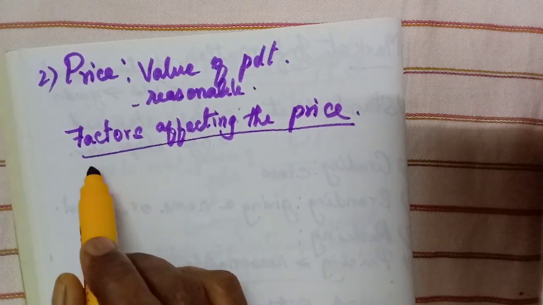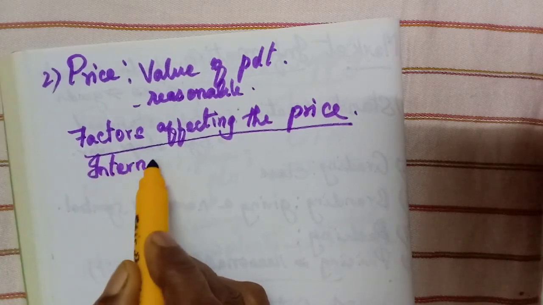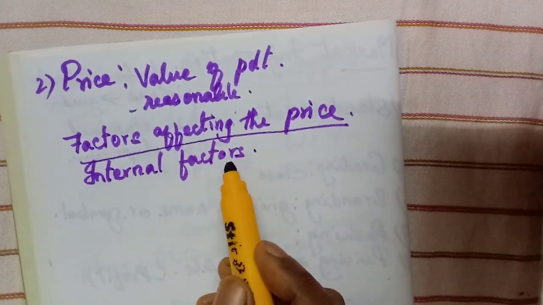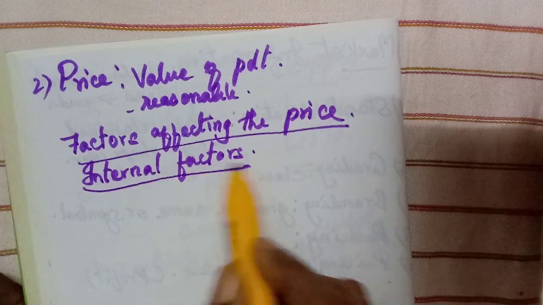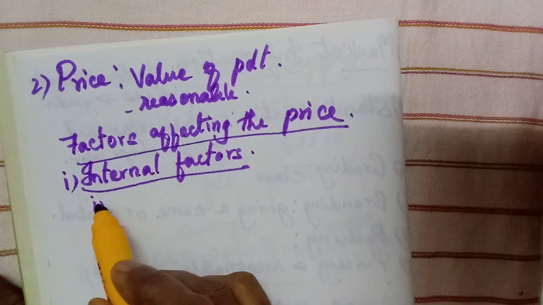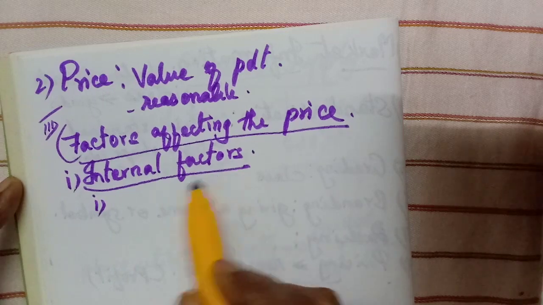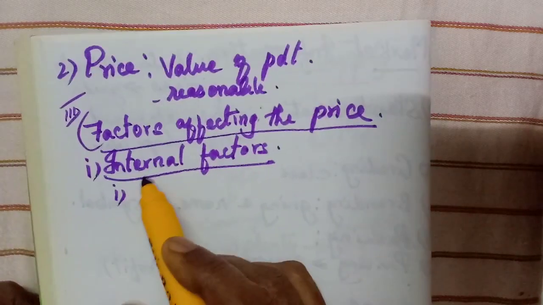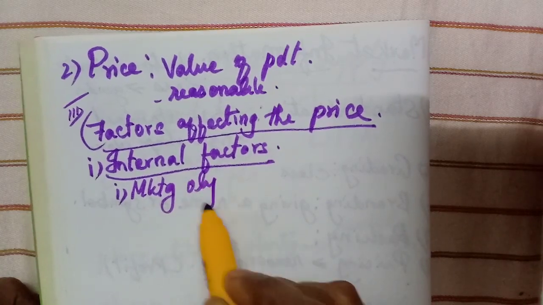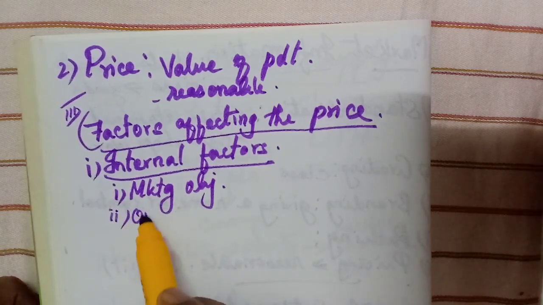Here again these factors are divided into two, internal factors and external factors. What are internal factors? All the factors which affect within the organization. What are the internal factors? It is one of the 3-mark questions, that's why I'm explaining. Only some points are available, learn them. It is very easy. Okay, marketing objectives. We learned in the beginning, isn't it? Marketing objectives, then organization objectives.